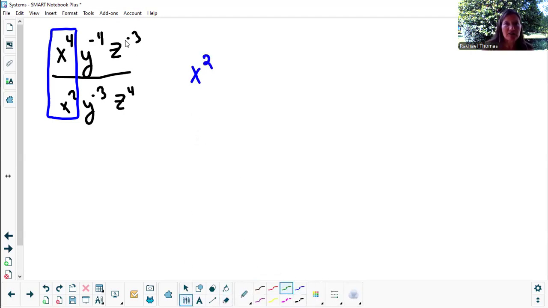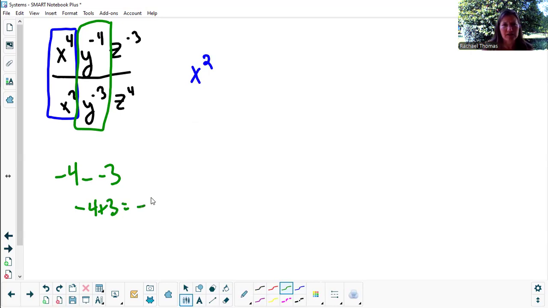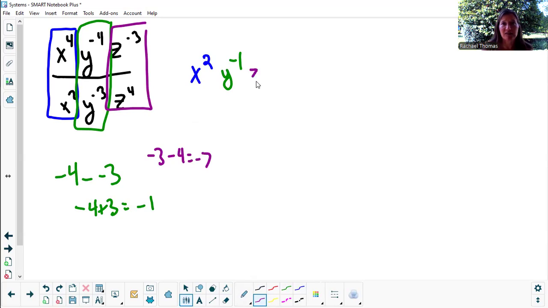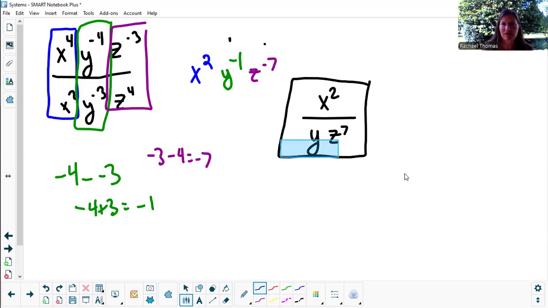And then I'm going to do the y's. Negative 4 minus negative 3. That's like negative 4 plus 3. That is negative 1. So this is going to be y to the negative 1. And then my last column here, negative 3 minus 4 is negative 7. So that's going to be z to the negative 7. And I'm going to move both of those terms with the negative exponents into the denominator of my fraction. I'm going to make a fraction here, and y to the 1 in the bottom. So I'm not going to write the 1, z to the 7th. That is my final answer for this one.